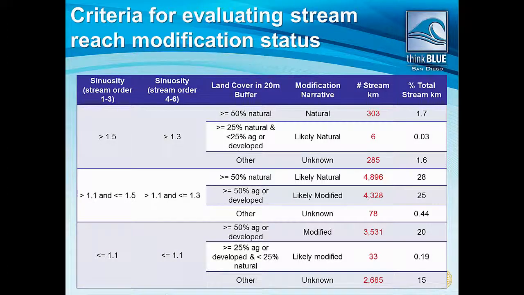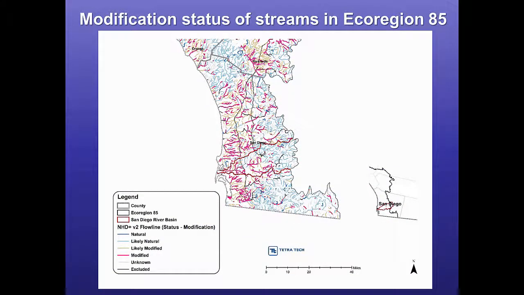But we're able to actually map this. This is, again, the region we're looking at. This is the border with Mexico. And basically anything that's red there, it was classified as modified, and then orange or yellow would be likely modified, and then the blue would be likely natural. So we have, probably not surprisingly, quite a lot of modified streams according to this analysis.